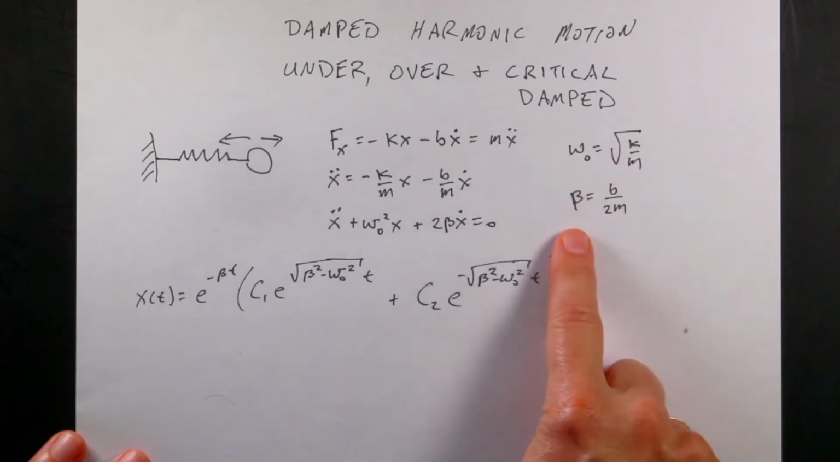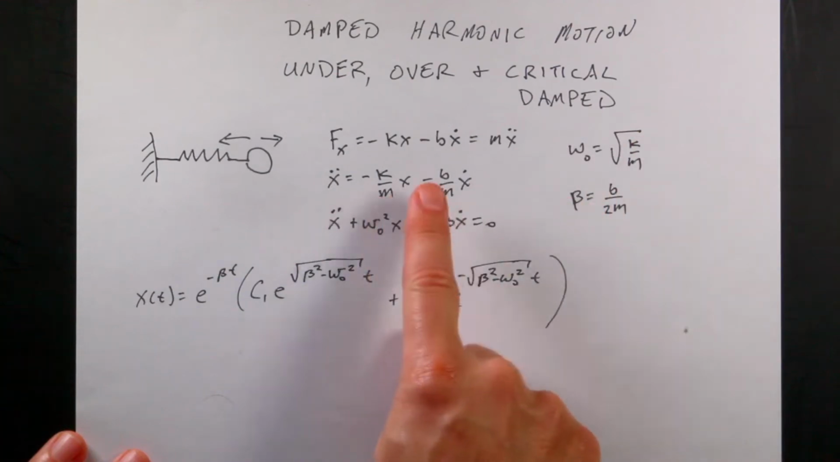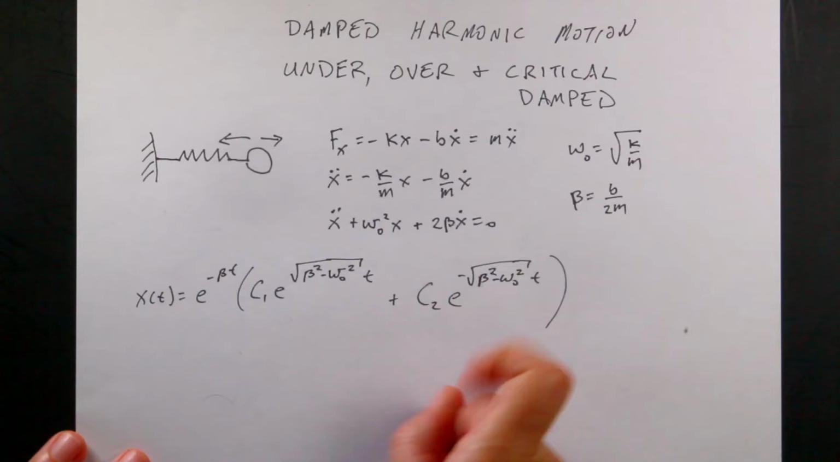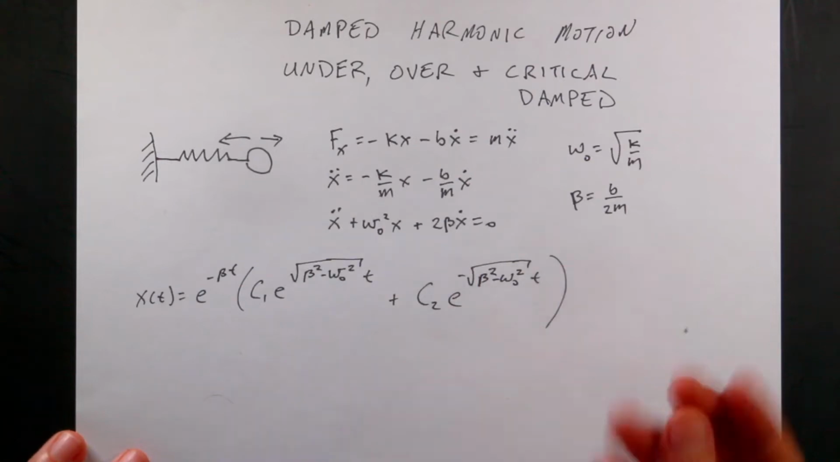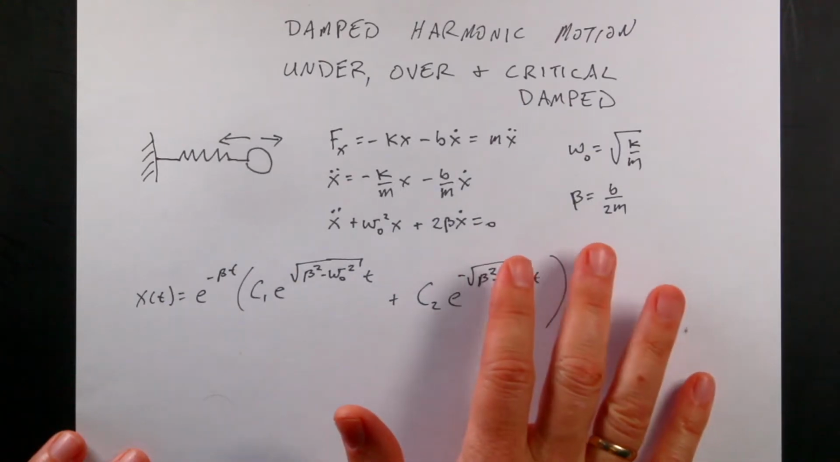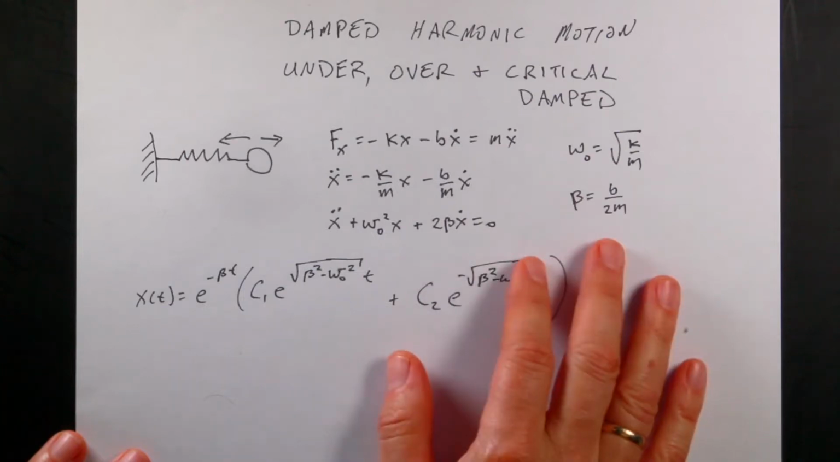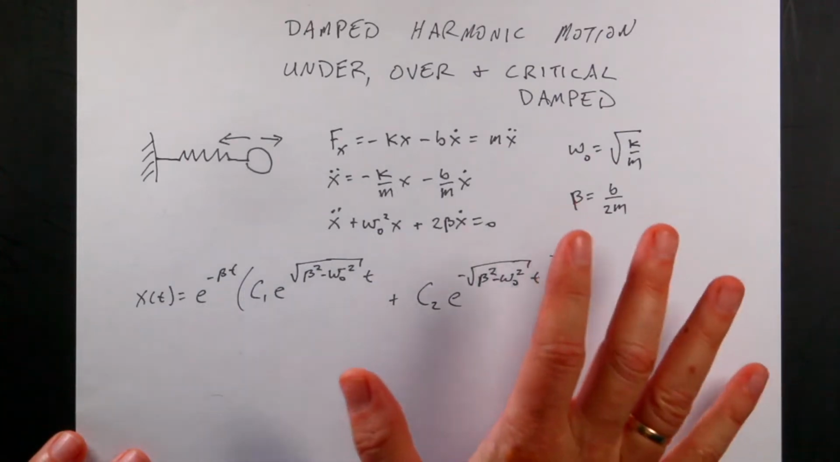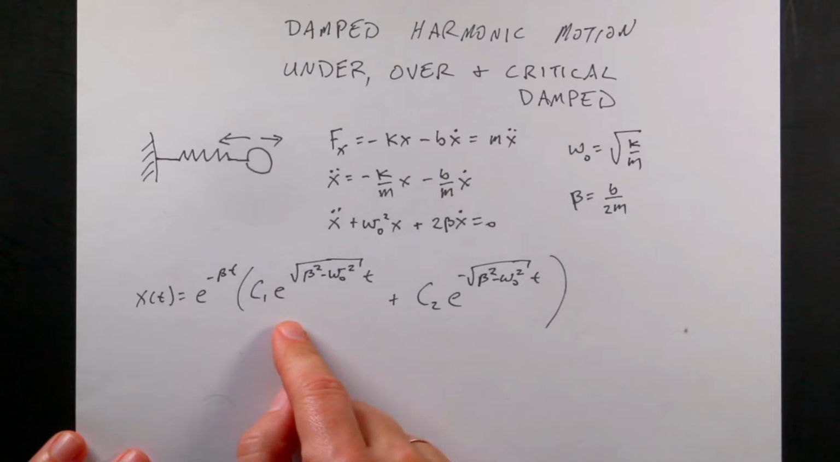And then beta we're going to use as the parameter b over m, but we multiply by 2. Why? When we set up the quadratic equation to solve these differential equations, it allows us to factor out a 2 and the 2's all cancel. You don't have to do that, but I would recommend that you do. It just makes it simpler. And from that, we found the following solution to the differential equation.